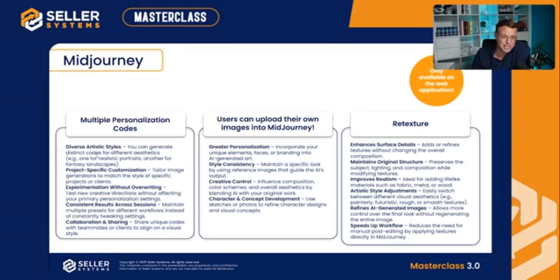But diverse artistic styles. So you can generate distinct codes for different aesthetics. So if you have a brand guideline and you want all of your images to follow some kind of feeling, right? That's really important, is that you have this branded feeling throughout all of your images, all of your products. This is where personalization codes can really come in, that you want to develop them. So you want project-specific customization, and then you want consistent results across all the sessions.